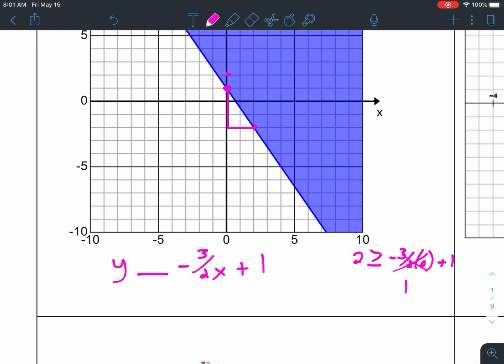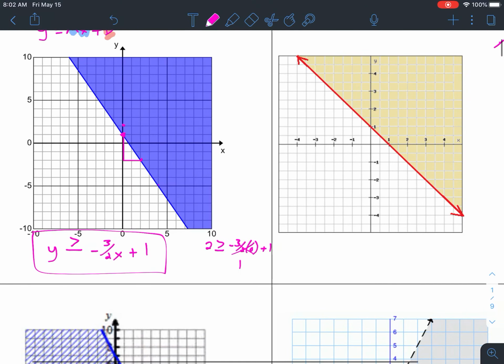true statement. So that means our sign has to face y, and it has to be y is less than or equal to... or, I'm sorry, y is greater than or equal to negative 3 over 2 x plus 1. That is our answer right here. That's all we have to do.